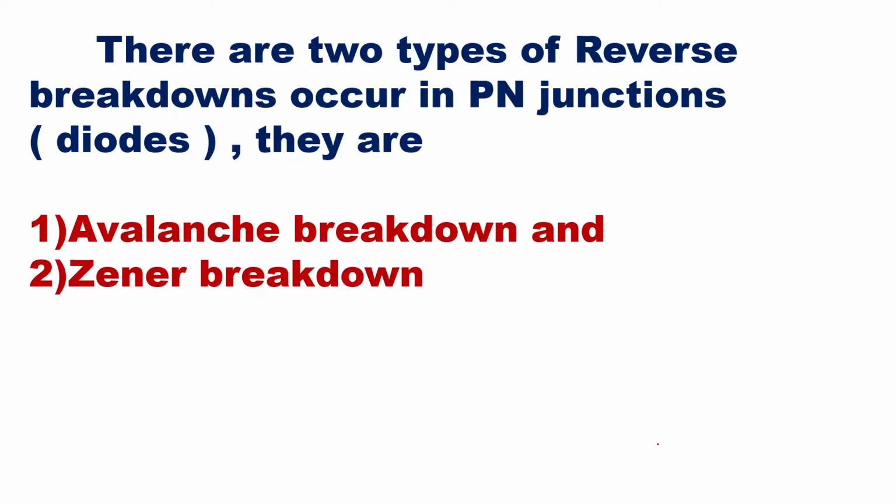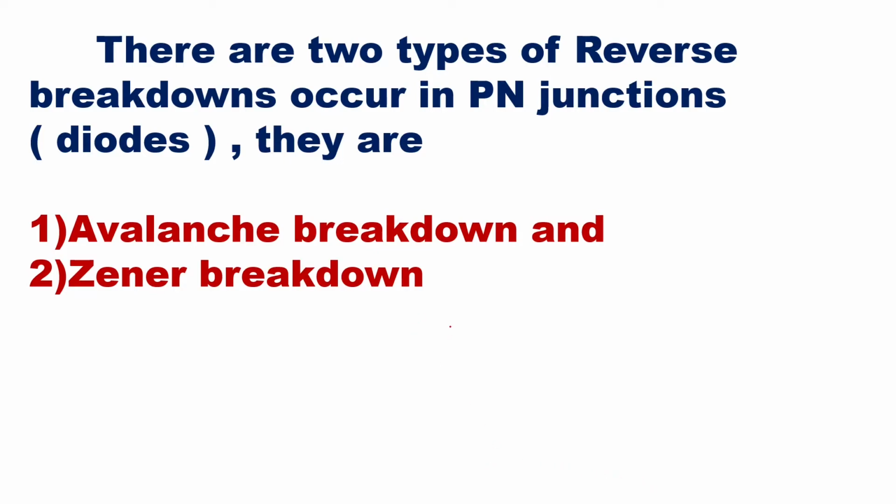So here we will go to see then the reverse breakdowns which take place in PN junctions. So in PN junctions, normally the avalanche breakdown takes place, and in Zener type of diodes which are heavily doped, Zener breakdown takes place. So we can see here there are two types of reverse breakdowns occurring in the PN junction diodes, and they are number one avalanche breakdown and number two Zener breakdown. Now what is this breakdown? First we'll see, and then we'll go to see both the descriptions.